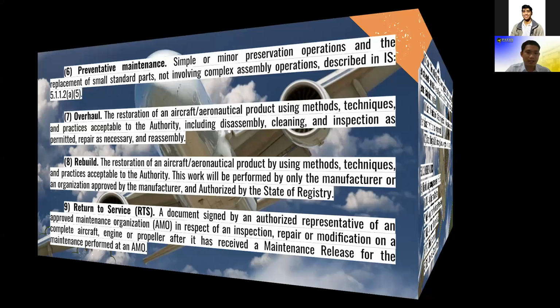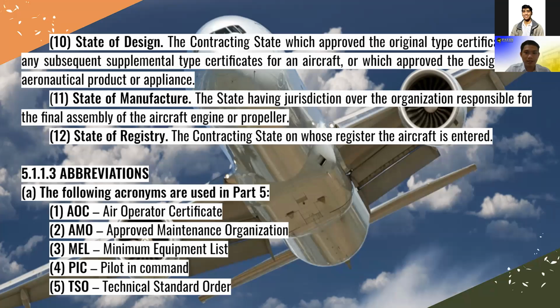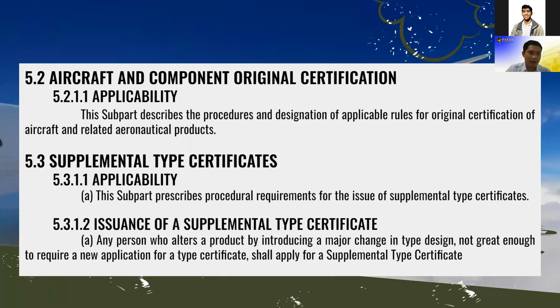State of design: the contracting state which approved the original type certificate or the design of an aeronautical product or appliance. State of manufacture: the state having jurisdiction over the organization responsible for the final assembly of the aircraft, engine, or propeller. State of registry: the contracting state on whose register the aircraft is entered. Abbreviations. The following acronyms are used in Part 5: AOC, AMO, MEL, PIC, TSO.